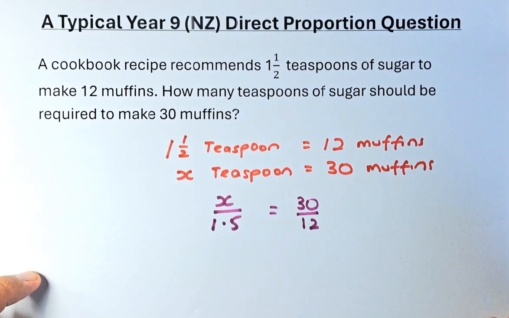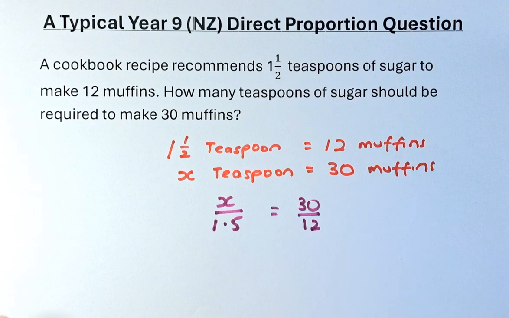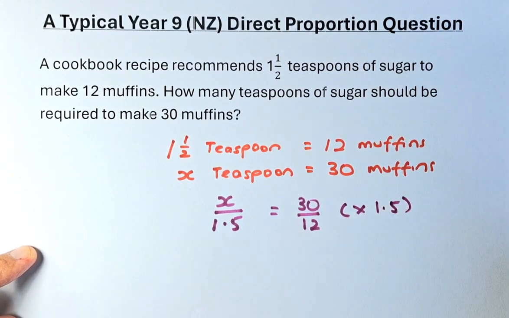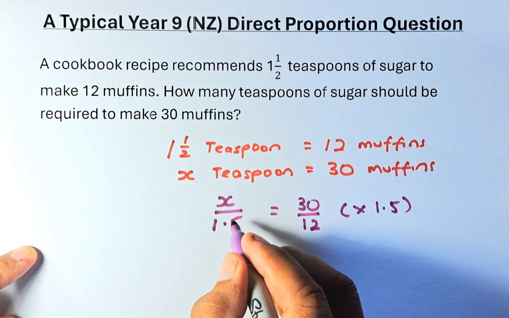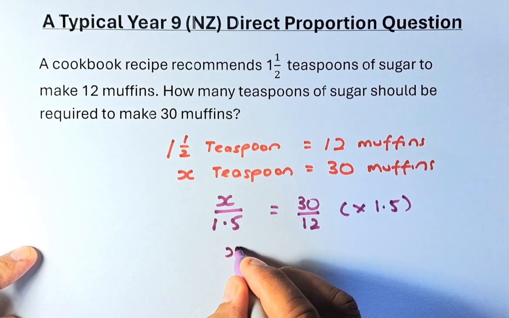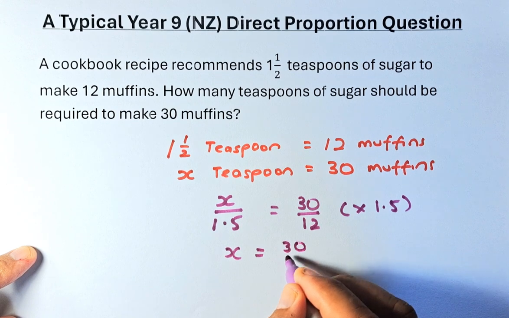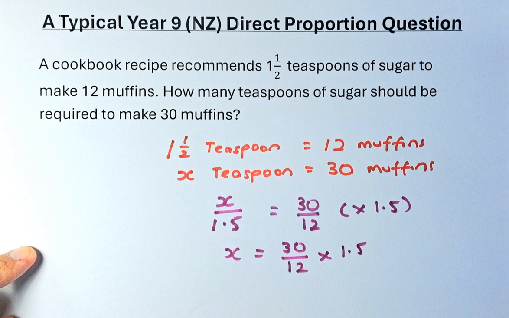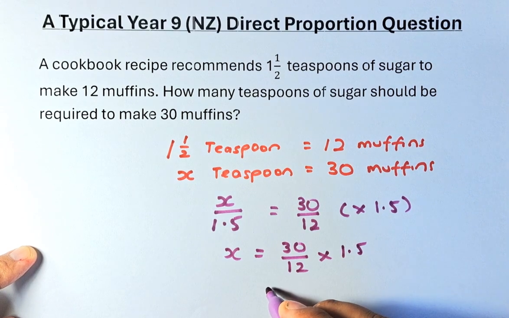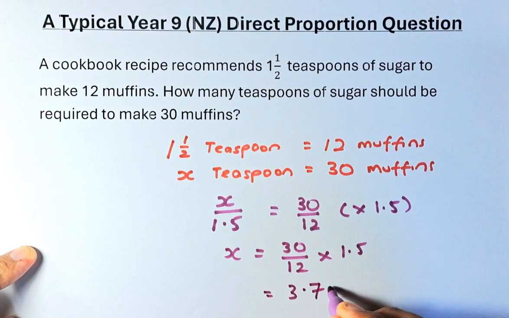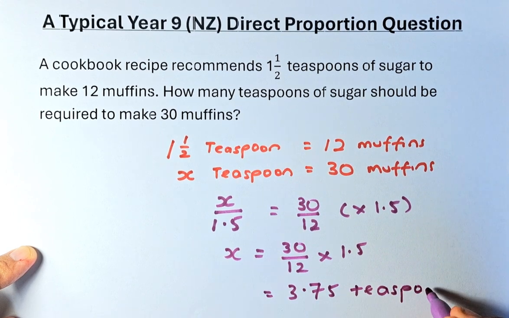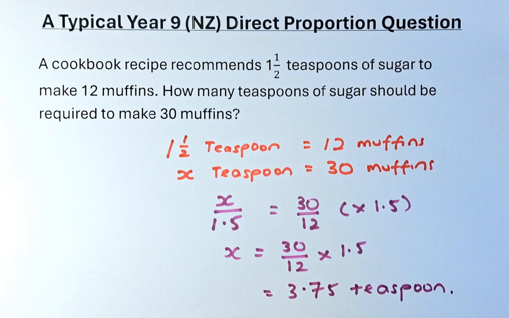Now those of you who are good in algebra, to solve for x, you need to multiply by 1.5 on both sides of the equation. So on the left-hand side, the 1.5 will cancel out. So you get x equals 30 over 12 multiplied by 1.5. If you put it in your calculator, it's going to be equal to 3.75 teaspoons. So this is how you calculate the direct proportion type of question.